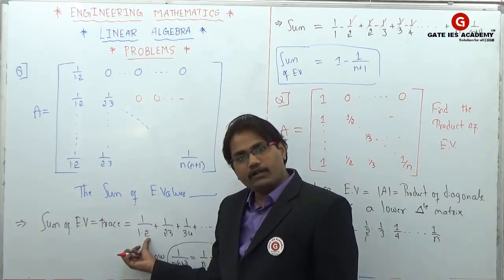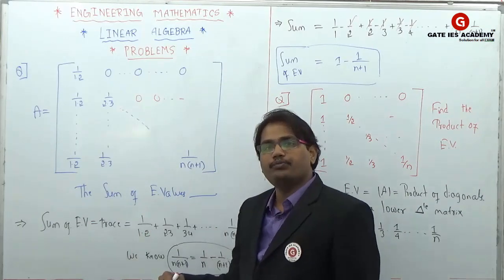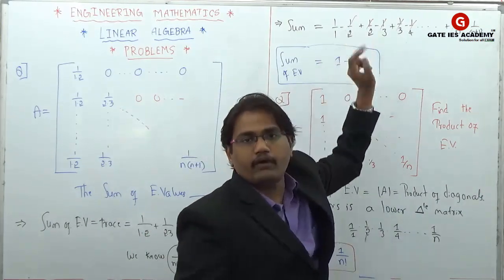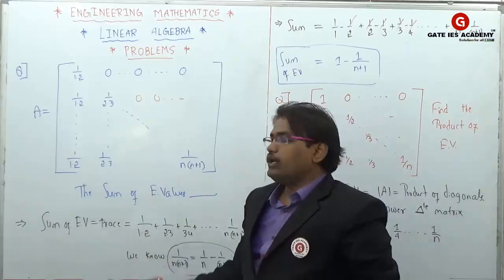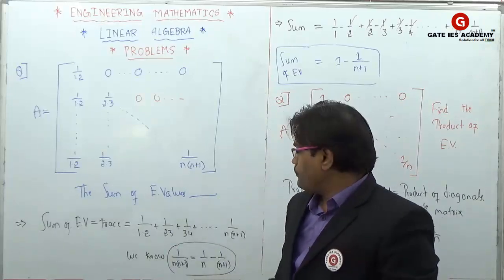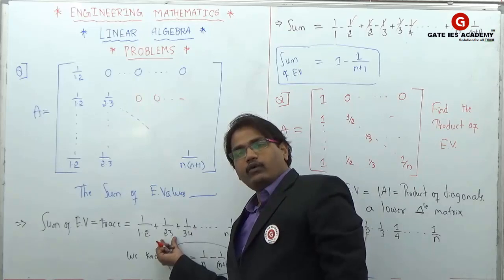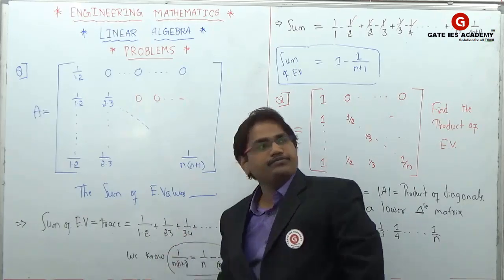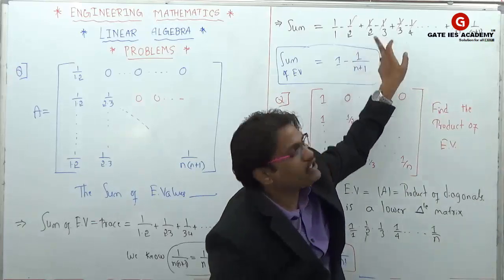1 by 1 minus 1 by 2, right? So this 1 by 1 minus 1 by 2 is nothing but 1 upon 1 into 2 only. And 1 upon 2 into 3, how can we write? 1 by 2 minus 1 by 3, right? So this is 1 by 2 minus 1 by 3.